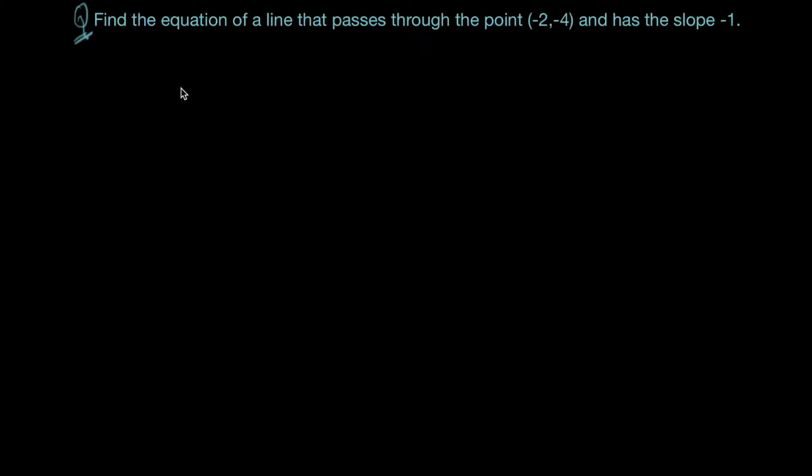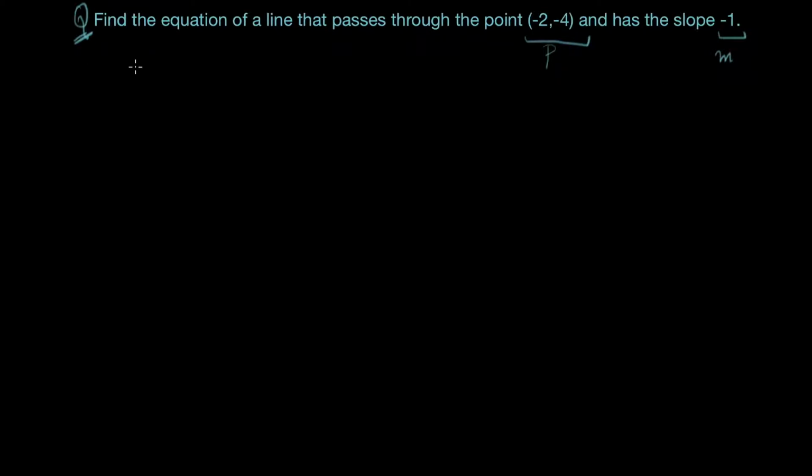So in this question, we are asked to find the equation of a line that passes through the point (-2, -4) and has a slope of -1. The best way to do a problem like this is to look at the pieces of information that we have. We know we have a point and we have a slope, or m.